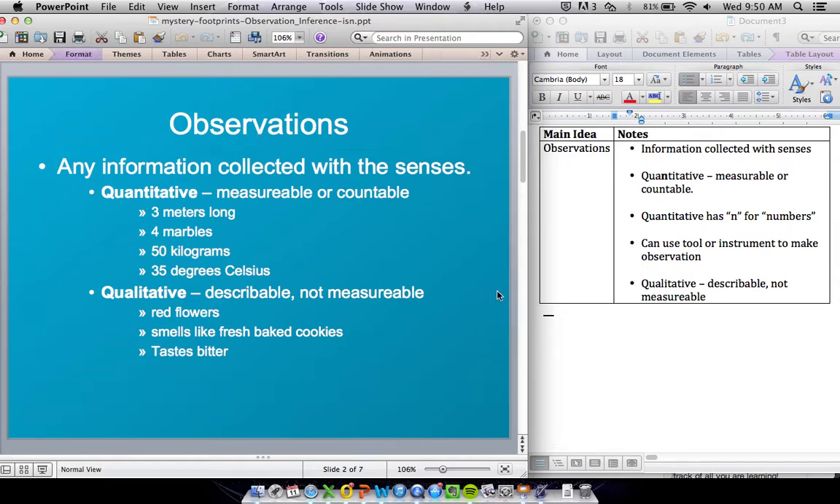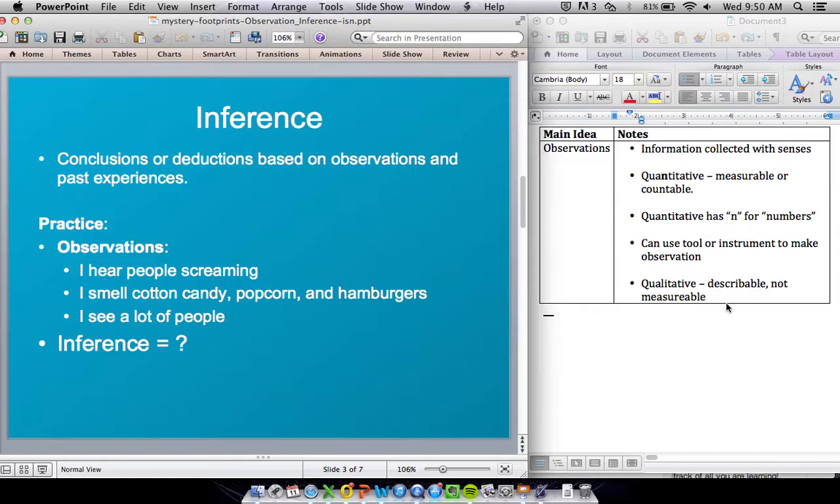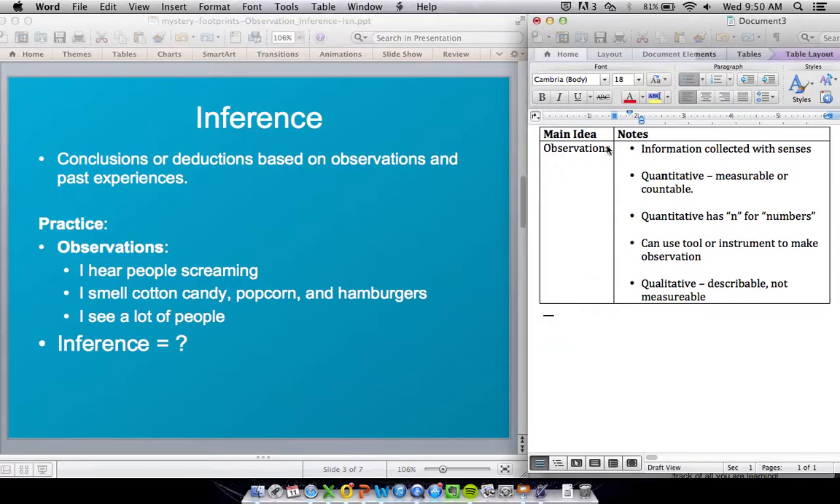So we get all these observations from our experiment. We've got all these numbers, all these measurements of some kind. What does this all mean? That is where our inferences come in. This is our last slide. This is a pretty short little note. Your next main idea is going to be inferences, but I'm going to let you figure out what to put for the notes.